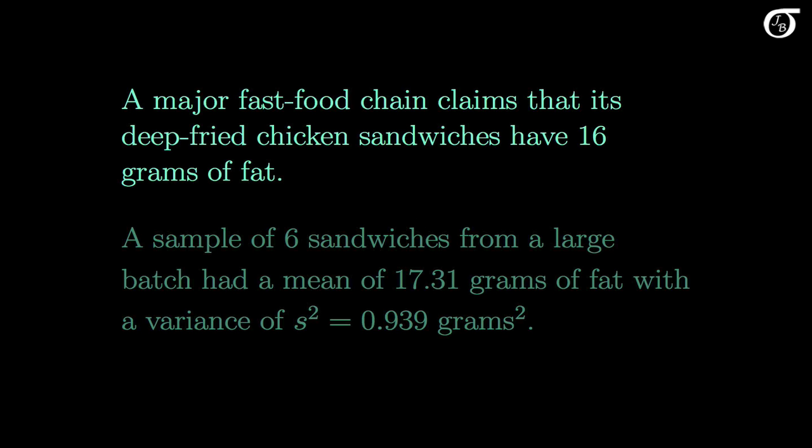Here's a quick example. The nutrition information for a major fast food chain claims that its deep-fried chicken sandwiches have 16 grams of fat. There is, of course, some variability in the amount of fat. Fast food chains strive for consistency, but they can't produce exactly the same product every single time. Maybe I'm alone in this, but I've wondered how much variability there is in variables like fat and calories and sugar content in fast food. A sample of 6 sandwiches from a large batch had a mean of 17.31 grams with a variance of 0.939 grams squared. On another day we might be interested in the mean, but today we'll discuss the variance.